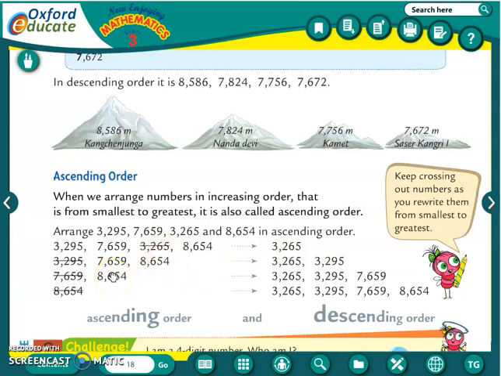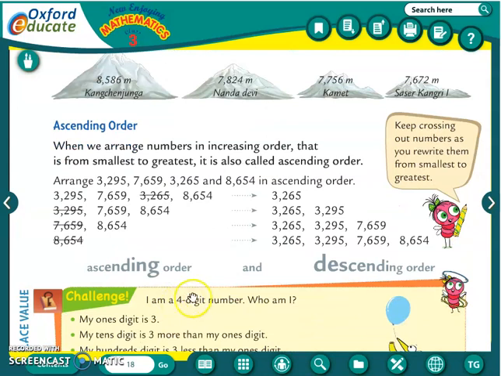Then second, we will see the next number from there, that is the same 3295. So we will write like this and we will strike out that number. Then now two numbers are there, 7659 and 8654. So from these we will see the smallest number first. So 7 and 8 both are there. So of course 7 is smaller. So we will write that number in the list here, and at the end we will write 8654. So this is ascending order.